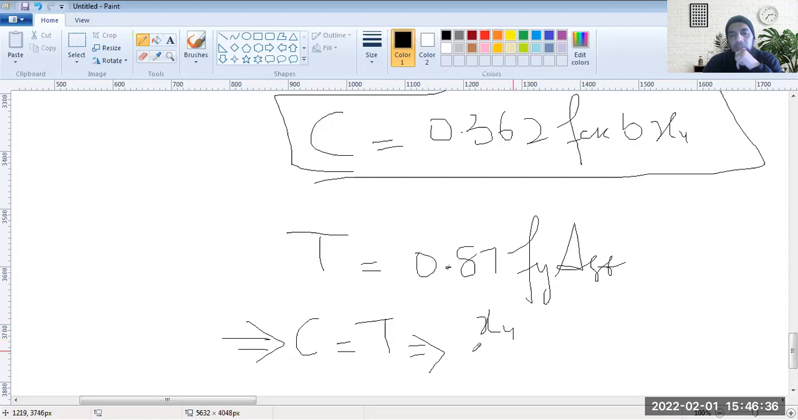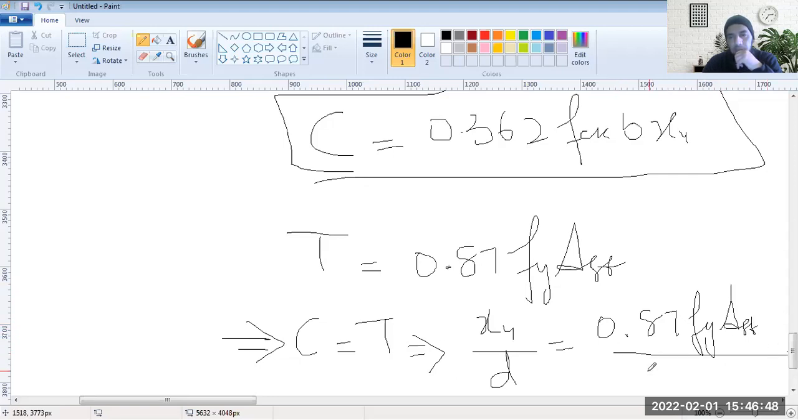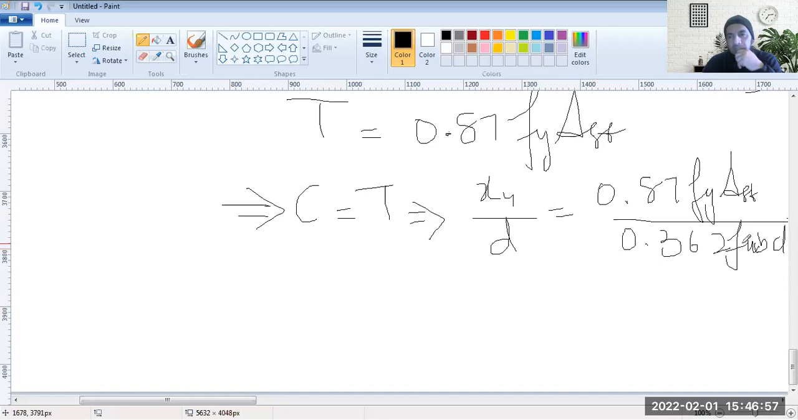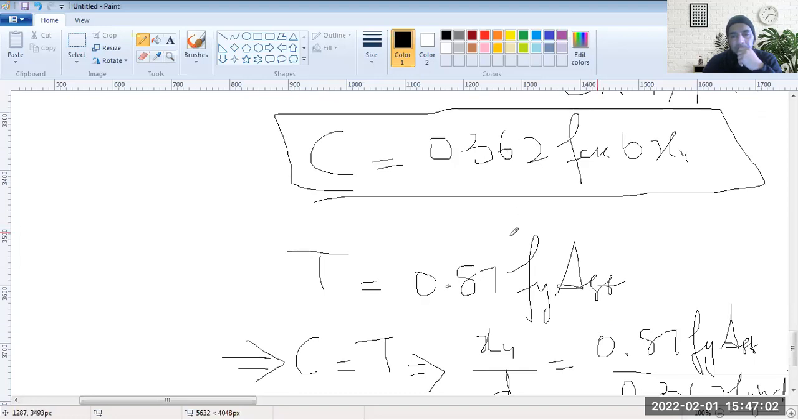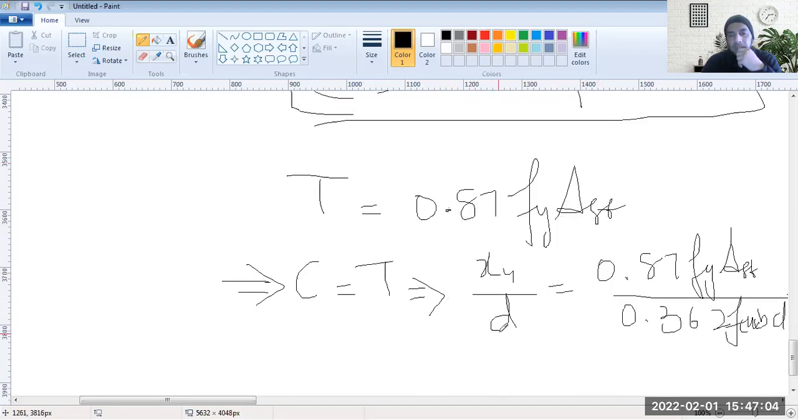Now if you have XU by D to be calculated, it would be 0.87 Fy AST by 0.362 FCK B into D. This is the value of XU by D which you get in reality, and that is mentioned in the IS code. Let me show you that.